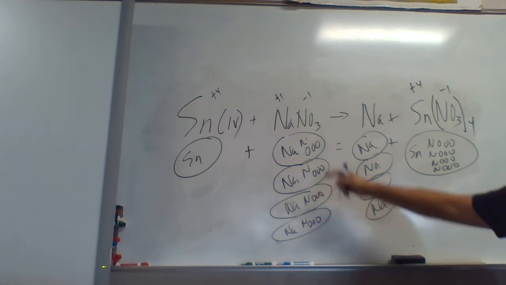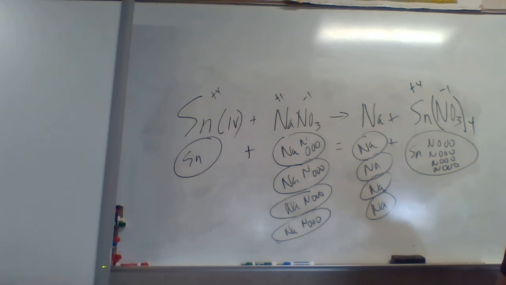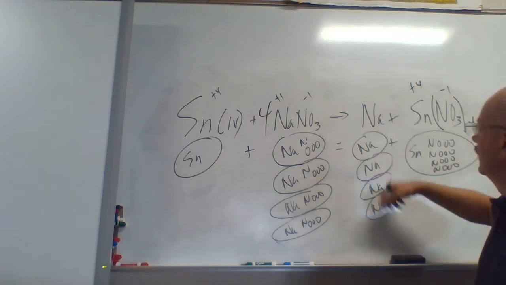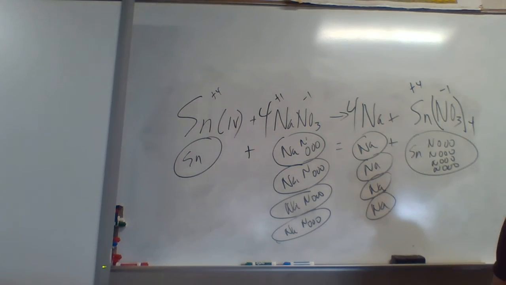I gotta look at my oxygens. I got 1, 2, 3, 3, 6, 9, 12 of them. Over here I got 3, 6, 9, 12 of them. All right, I gotta put in my numbers, 1, 2, 3, 4. I got 4 of that guy and 1 of that, so I just leave it blank.